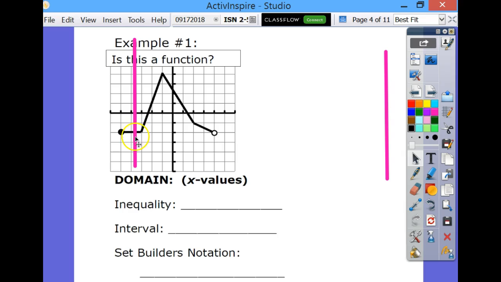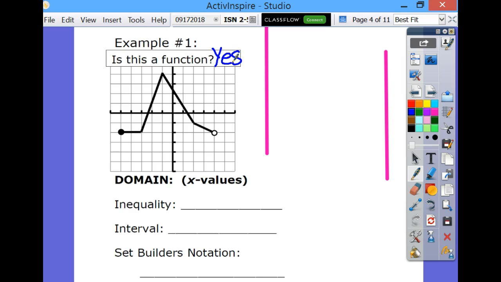1, right there. Is there anywhere I can put this vertical line where it would cross my graph more than one time? No matter where I put this vertical line, it is only going to cross my graph one time. That makes it a function. There are several definitions of a function. The easiest one for me to understand is for every x, there is only one y value.